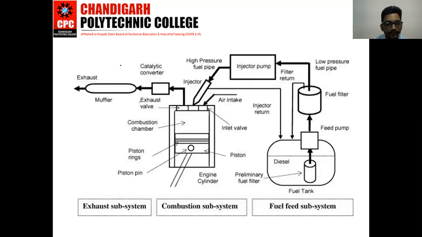In this slide, we have a diagram of an inline fuel supply system in a diesel engine. First of all, there is the fuel tank, where fuel is stored. After that, the feed pump lifts the fuel through the fuel filter to the injector pump. The high pressure fuel pipe is connected to the injector, and the injector injects the fuel into the combustion chamber. These are the various parts of the combustion chamber: piston, piston ring, connecting rod, and other parts of the fuel supply system. This is the diagram of a fuel supply system in a diesel engine.